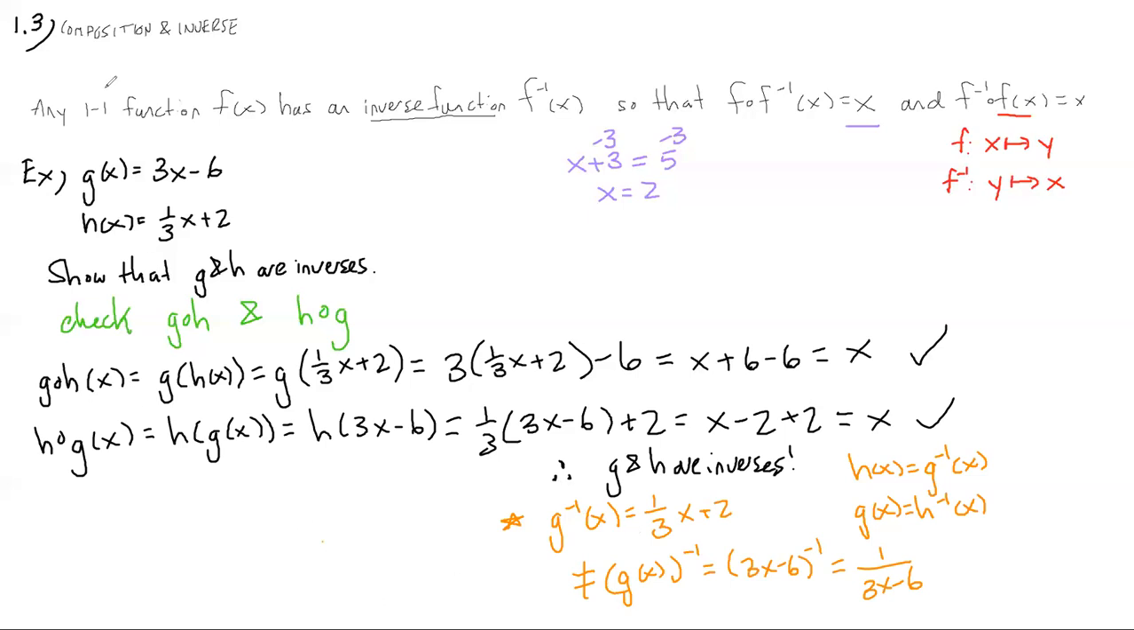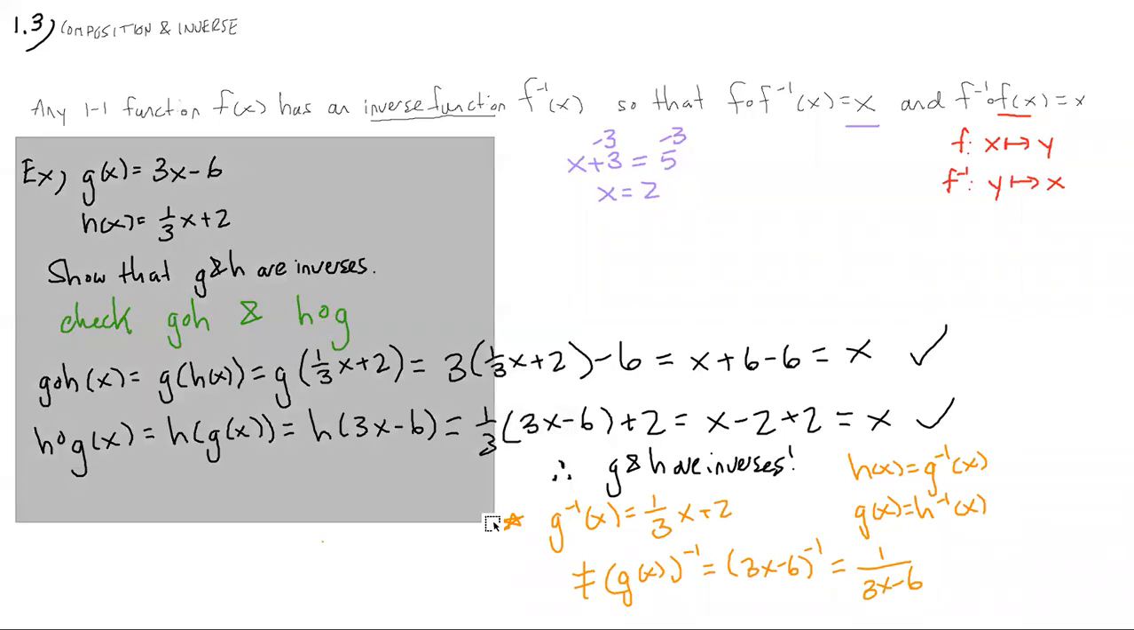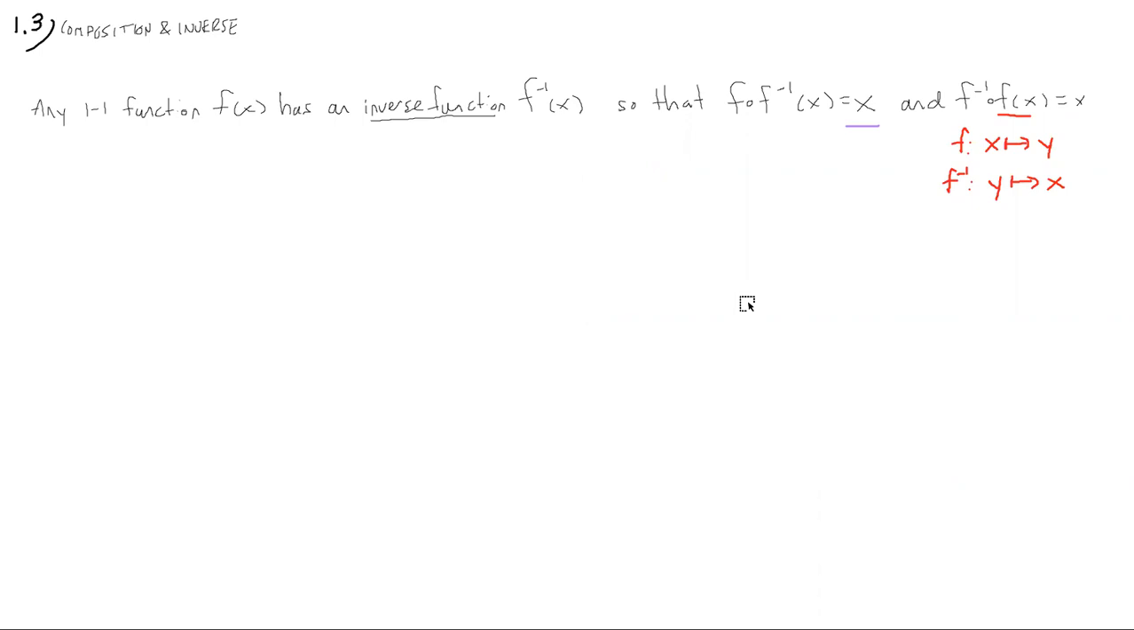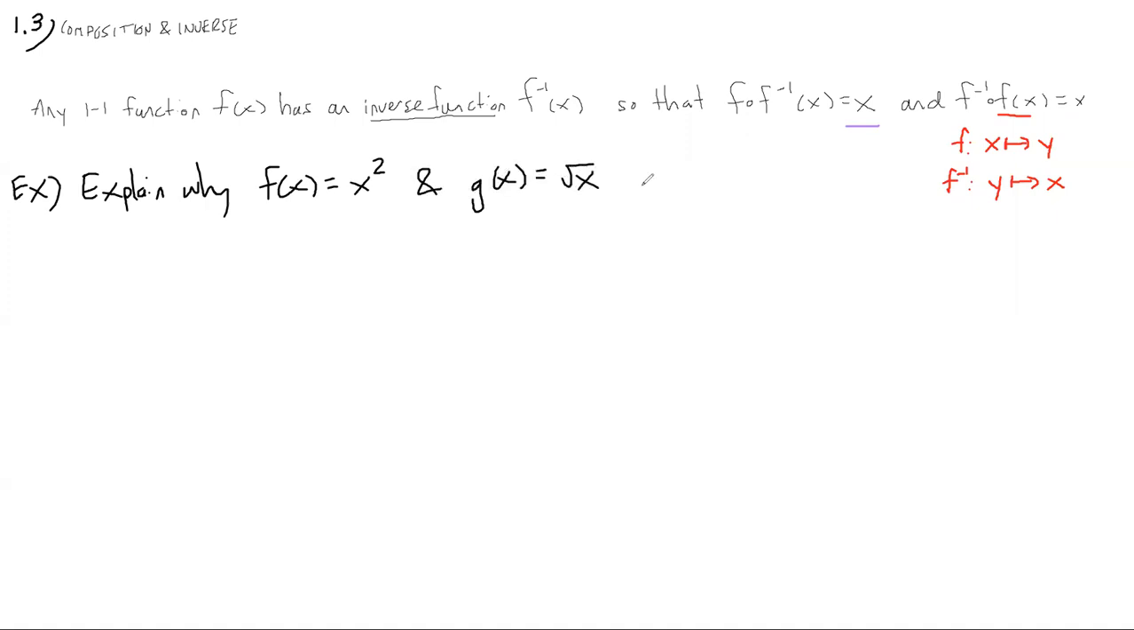All right, I'll just do one more example. We're going to explain why f of x is x squared and g of x is root x are not inverses. I mentioned before that we use inverses to solve equations, and if I have an equation x squared equals something, I definitely use a square root to solve that equation, but they're not going to work perfectly together.